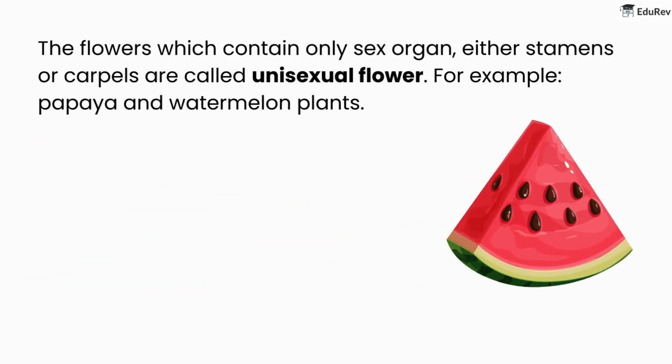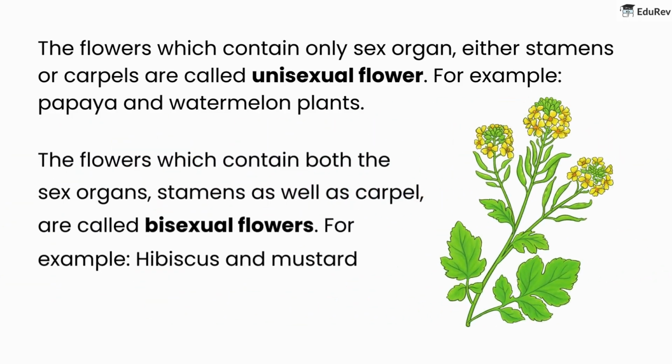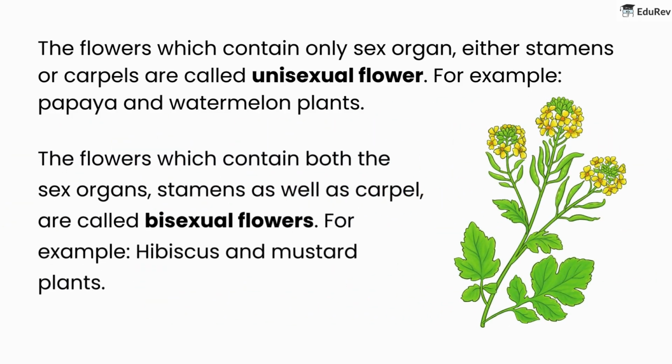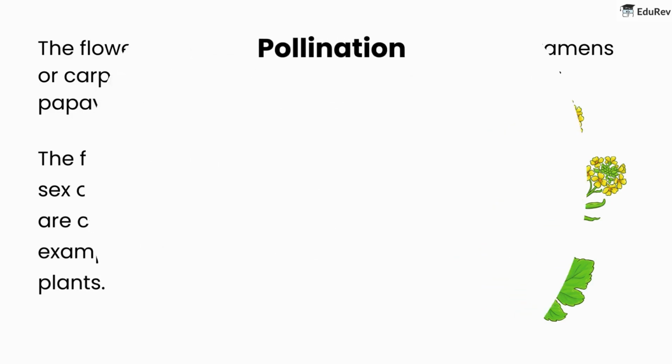The flowers which contain only one kind of sex organ, either stamens or carpels, are called unisexual flowers. For example, papaya and watermelon plants. The flowers which contain both the sex organs, stamens as well as carpel, are called bisexual flowers. For example, hibiscus and mustard plants.